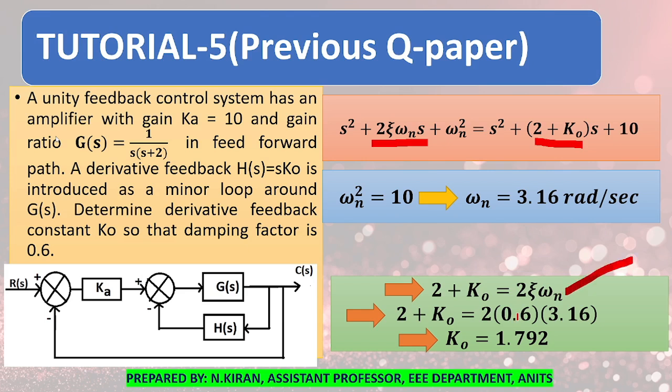We know the value of zeta. We also know the value of omega n. So upon substitution, that will give me the value of K naught as 1.792.